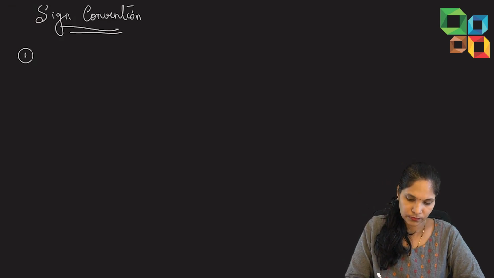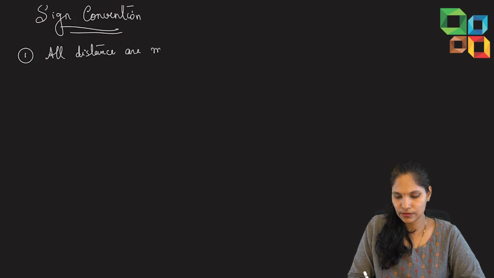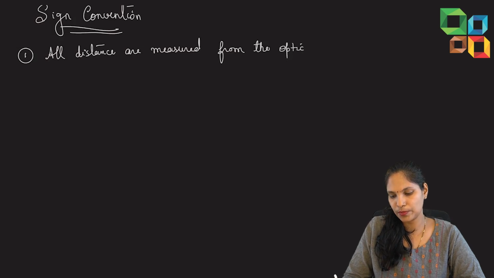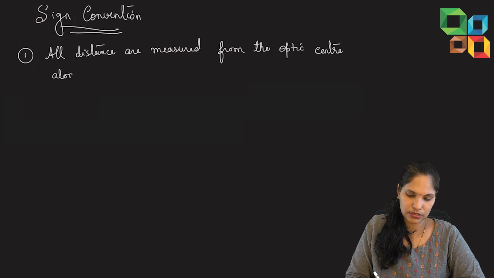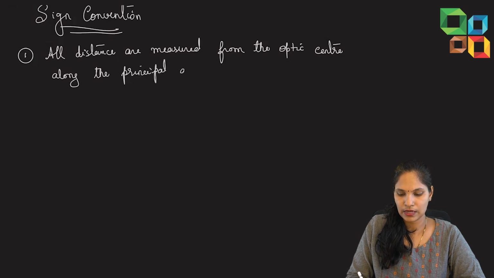From the optic center, along the principal axis only, you have to take the measurements. All distances are measured from the optic center along the principal axis. That's the first one.